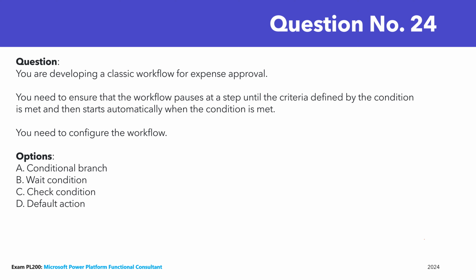Question. You are developing a classic workflow for expense approval. You need to ensure that the workflow pauses at a step until the criteria defined by the condition is met and then starts automatically when the condition is met. You need to configure the workflow. Options. A. Conditional branch. B. Wait condition. C. Check condition. D. Default action.